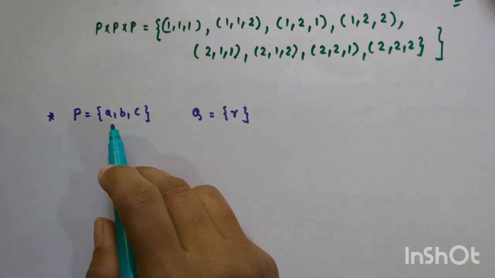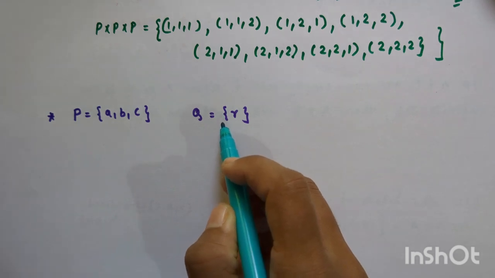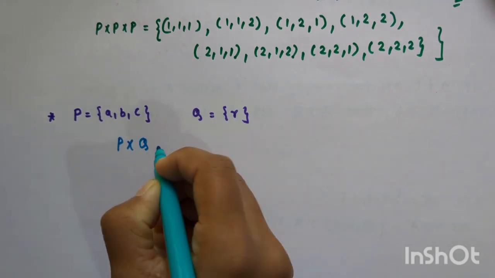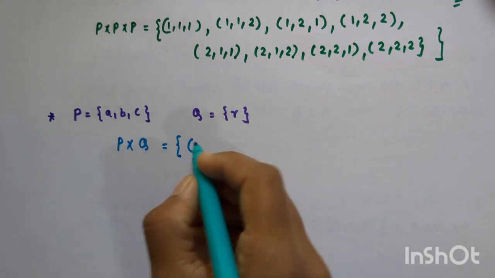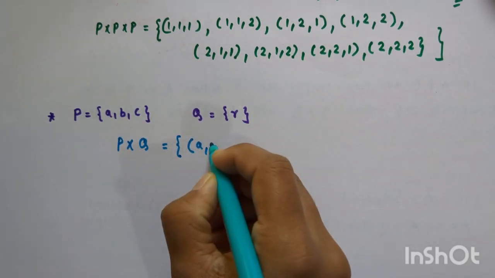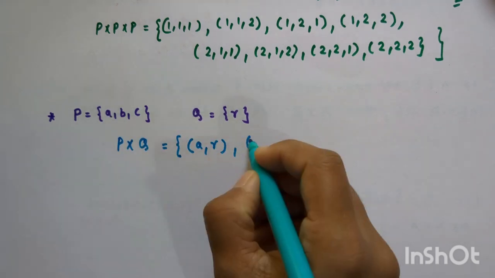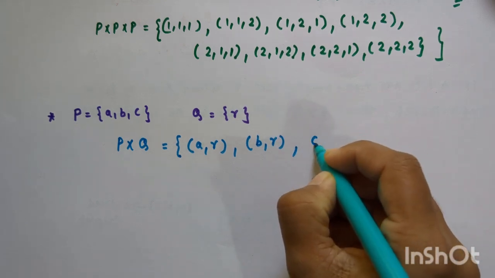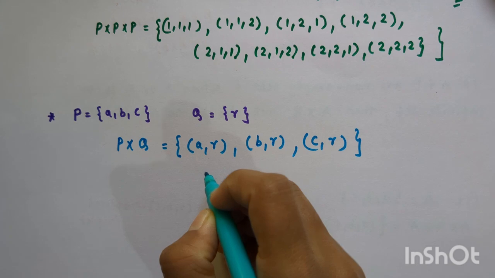Now, let P be the set {a, b, c}, and Q be the set with only one element, r. Now, what about the Cartesian product of P and Q, that is P cross Q? You want to write the ordered pairs. First element in P, first element in Q, only one element is there. Then second element in P, element in Q. Third element in P, only one element in Q. So, this will be P cross Q.